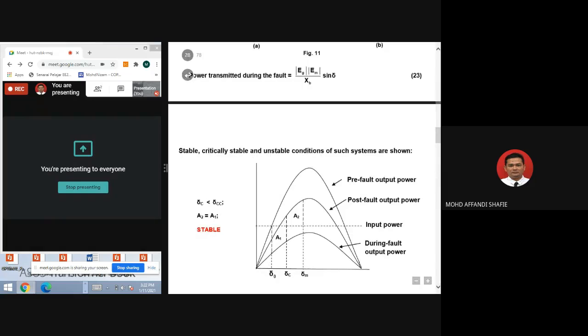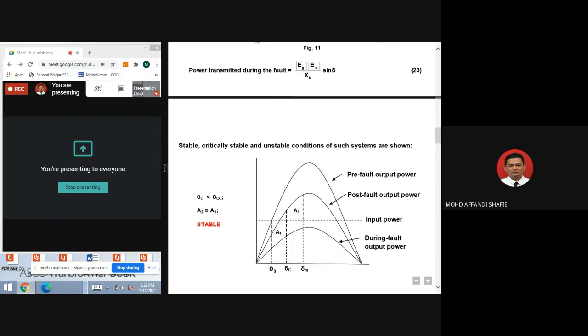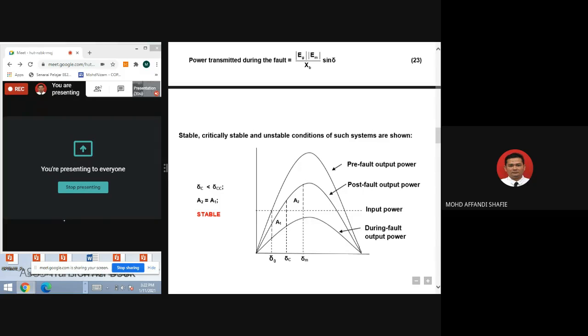So the stable, critical stable, and unstable conditions of such a system are shown here. That one is pre-fault, means before fault. Post fault, after fault, and then that one is during fault. So after fault means after you clear the fault on the power system or transmission line.